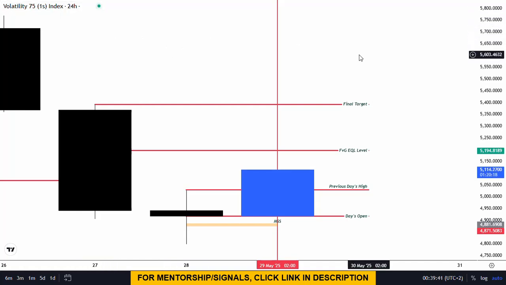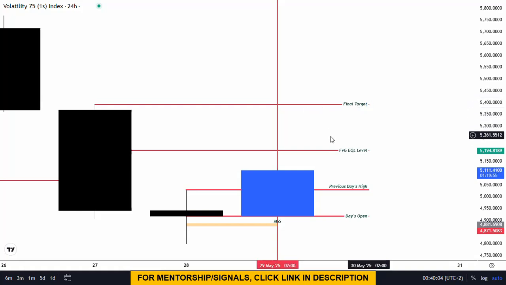Okay, so this is the daily chart. Volatility 75 1s index. Like I keep on saying, always start with a daily bias. If you don't know what your big picture is, there's nothing that is going to make sense. All right, so you can already see there's a day's open, there's previous day's high, and there's a fair value gap equilibrium level.